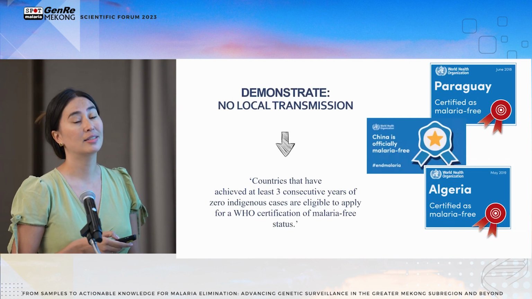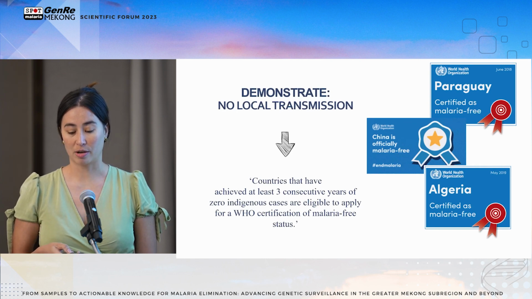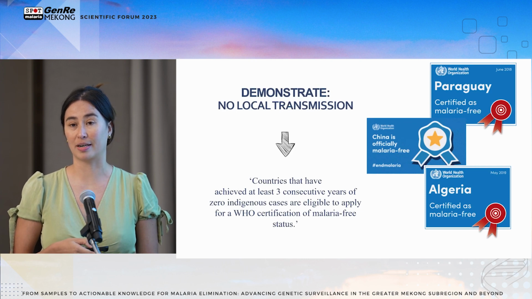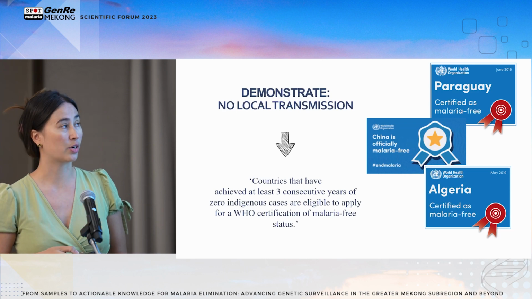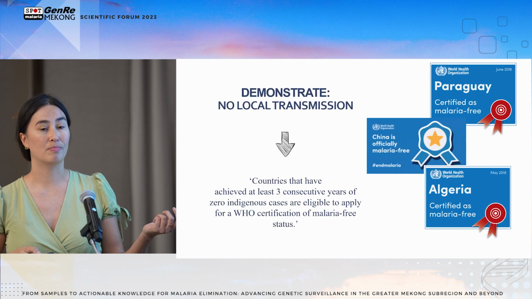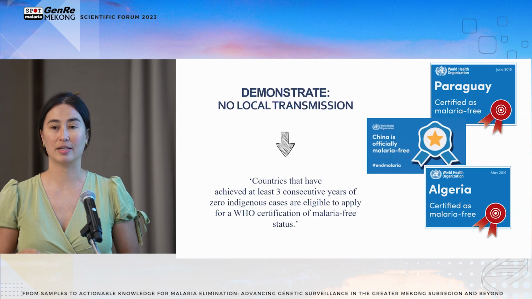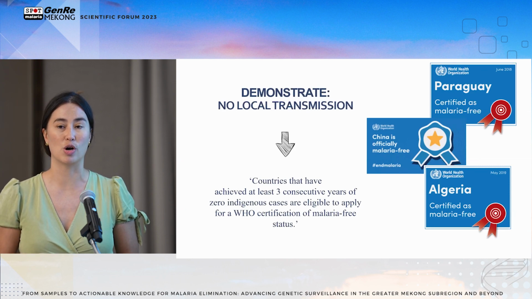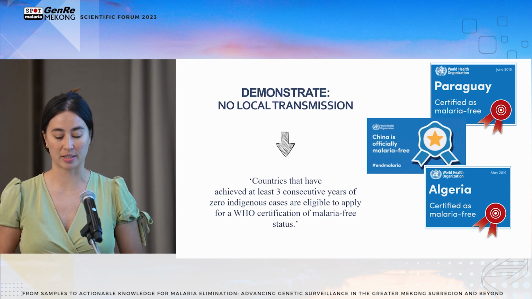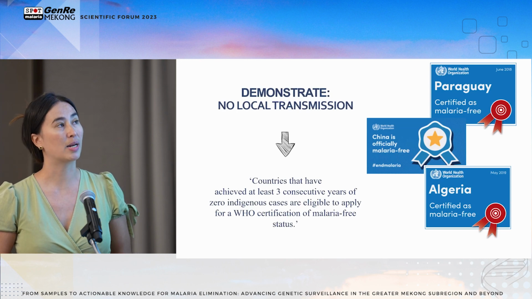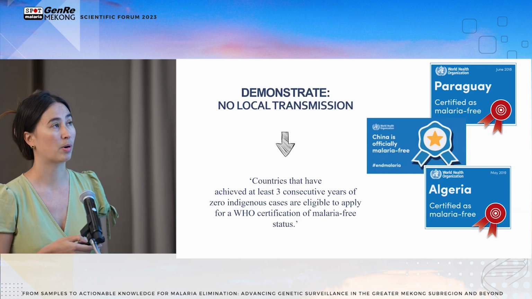So as the Eastern GMS is approaching elimination, it becomes more and more important to demonstrate that there is no local transmission in a country, and then the country would qualify for malaria-free certification, which is achieved if there have been at least 3 years of no indigenous cases, and then the WHO can provide the certification. And for example, China was declared malaria-free in June of 2020, which concerns the UN as part of the GMS.